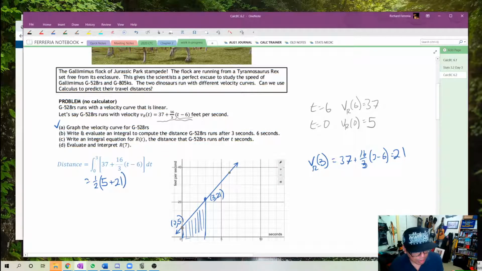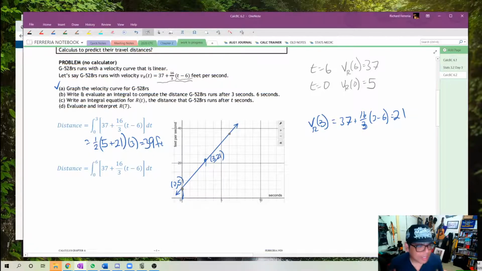And then the height here, well, the distance between these two is 3 units. All of that gives us a distance of 39 feet. Next, let's take a look at the area from 0 to 6 seconds. Similar integral. It's just the upper limit is now 6. So now our area goes all the way from t equals 0 to t equals 6. We already calculated that y-coordinate. It was 37.